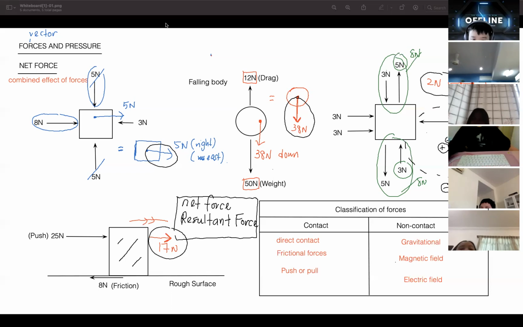Okay, so now we know the types, and we are able to differentiate them. The next one, we are going to look into in more detail: the field forces. Let me just take this. I'll screenshot this down.